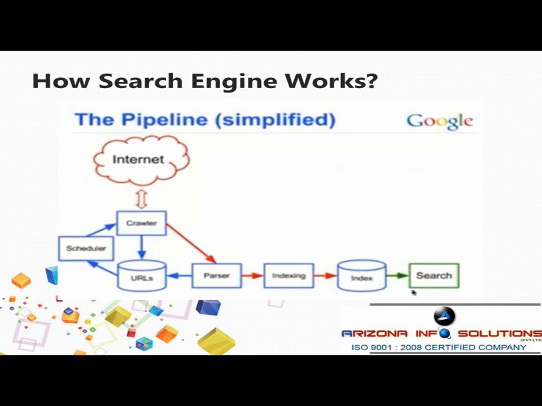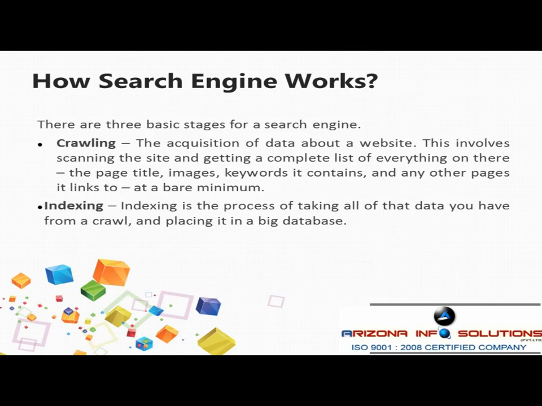How search engines work. There are 3 basic stages for a search engine. Crawling, the acquisition of data about a website. This involves scanning the site and getting a complete list of everything on there: the page title, images, keywords it contains, and any other pages it links to at a bare minimum.